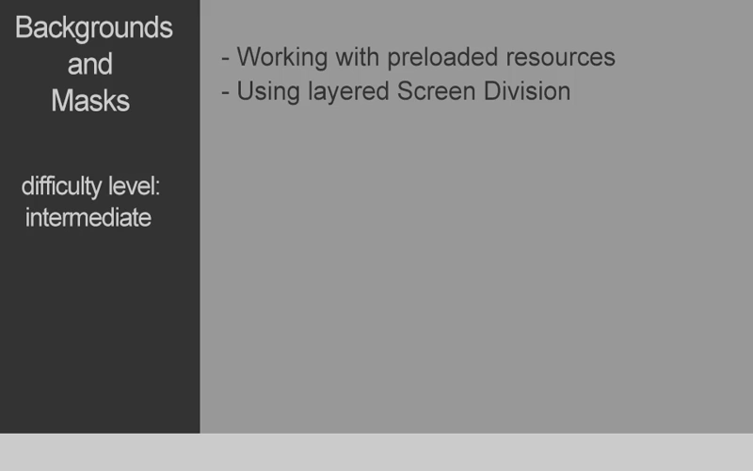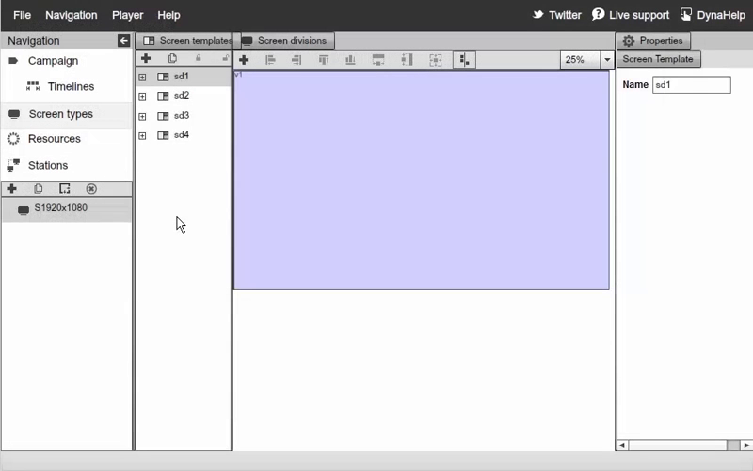So let's begin. To start things off, we'll first create a screen division that includes a background. This means that we'll have to create a single screen division that simply lays below every other screen division we have set up. So let's go ahead and demonstrate this. We'll add our new screen division and call it screen division 5.